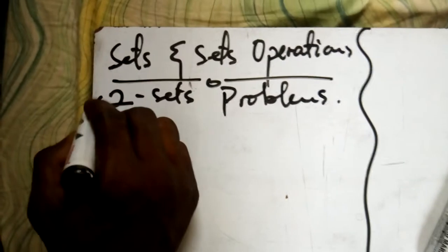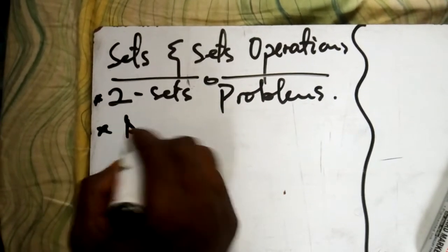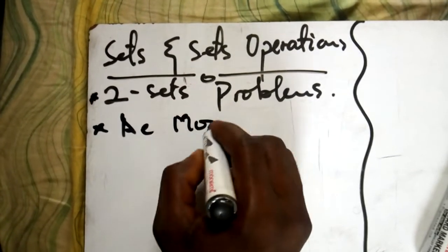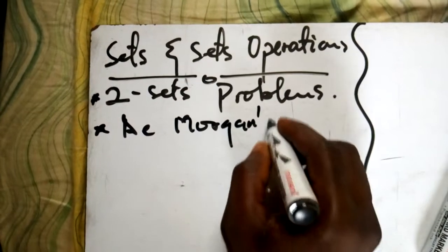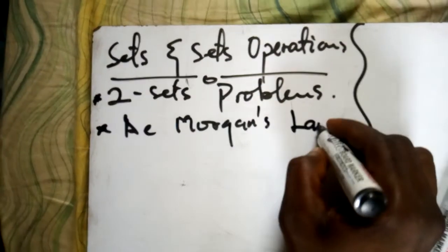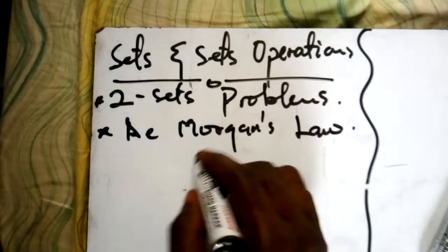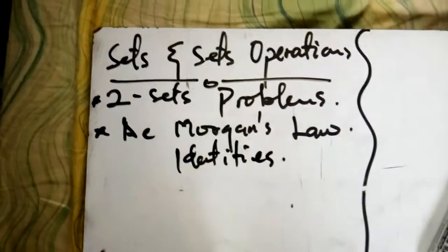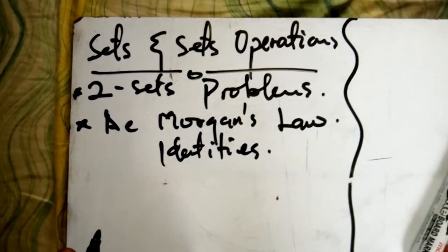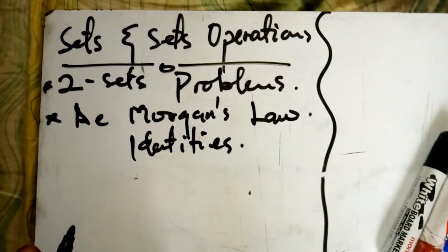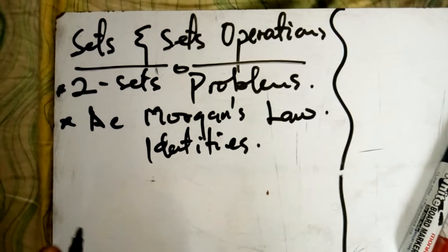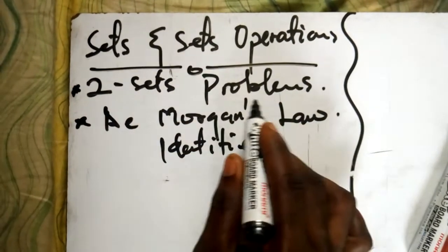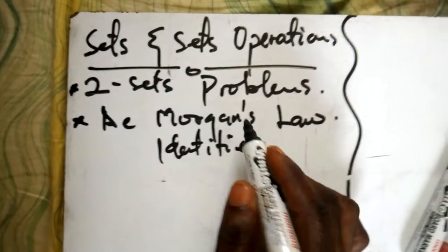and De Morgan's law or identities. Okay, so the first part of this is two set problems. So let's do a quick revision over here.